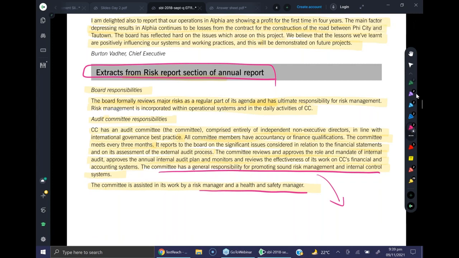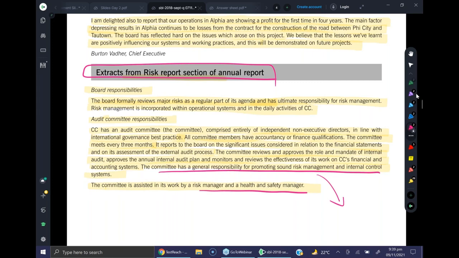So the committee is meeting after how many months? I mean, they're responsible for sound risk management and keeping a check on it. They don't have a risk committee. So they meet every 3 months. Do you think they will be effectively promoting sound risk management when they're meeting only every 3 months? Because risk changes maybe every day, every week. Risk has a very dynamic nature.